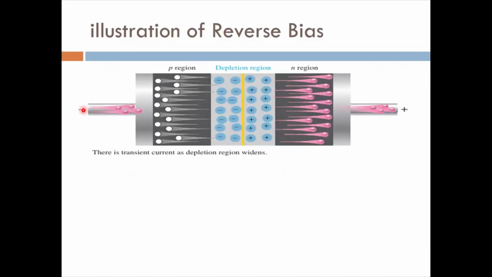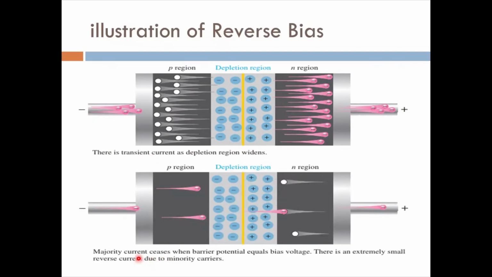Because minus is connected to the P side, this repels the electrons of the N region. Similarly, the positive repels the holes in the P region, and ultimately this widens or increases the depletion region. And because of this increase, the barrier is increased rather than decreased. There is some current only at the start, in the transient, but after that the majority current ceases when the barrier potential equals the bias voltage.